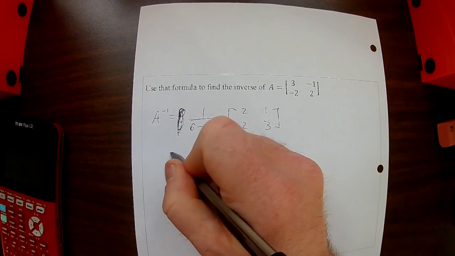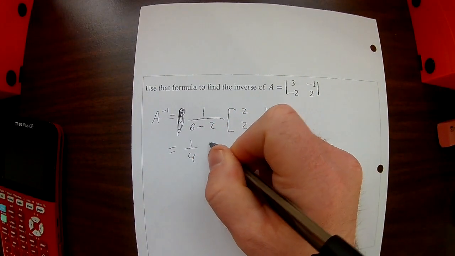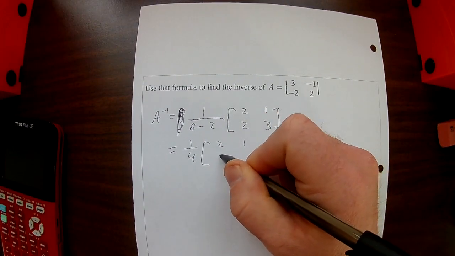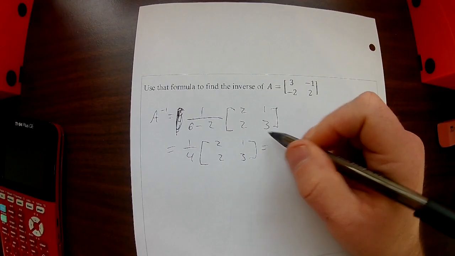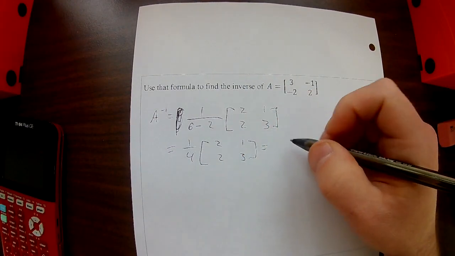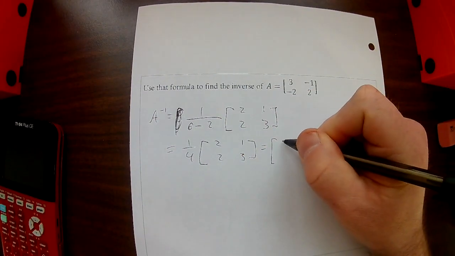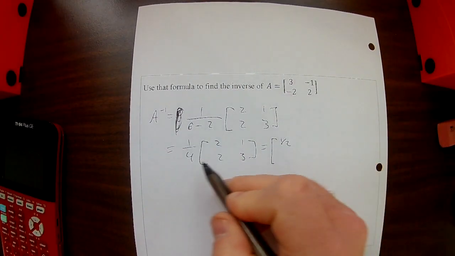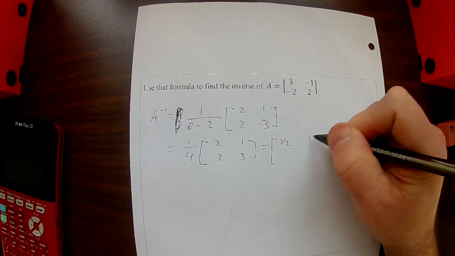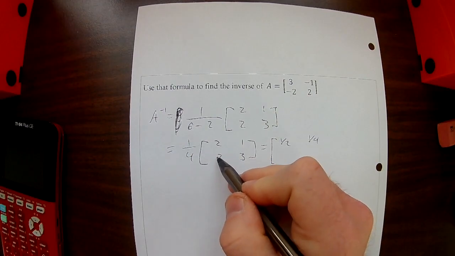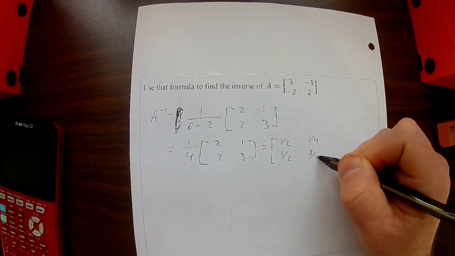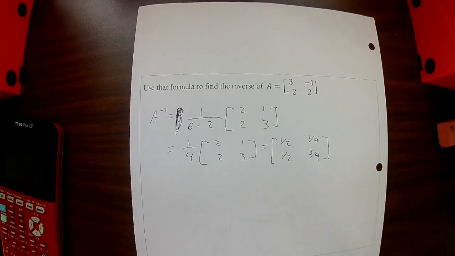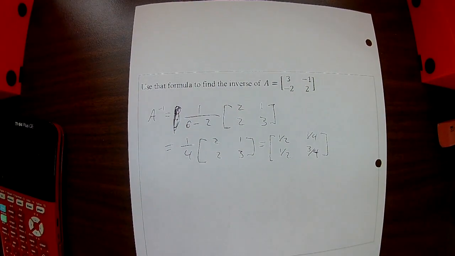Do 6 minus 2, I get 1/4. Multiply by the scalar, I've got 1/4 times 2, 1, 2, 3. I'm going to cut some steps here. 1/4 times 1, 1/4. 1/4 times 2, 1/2. 1/4 times 3, 3/4. Woo! See, it can be that simple.